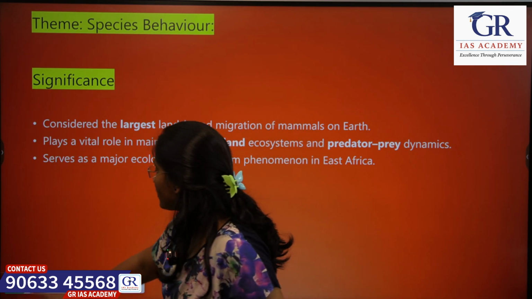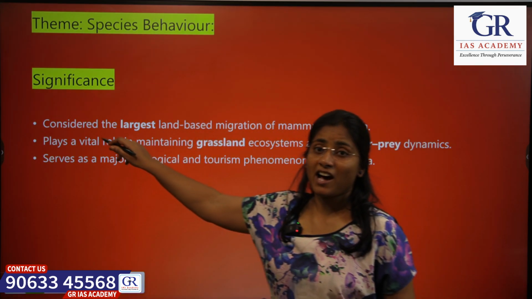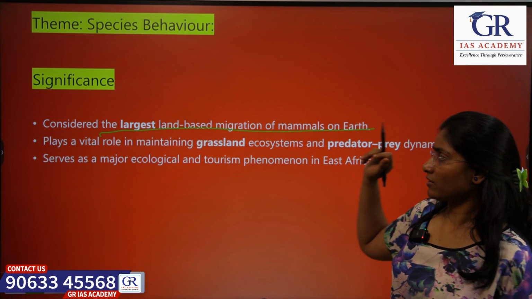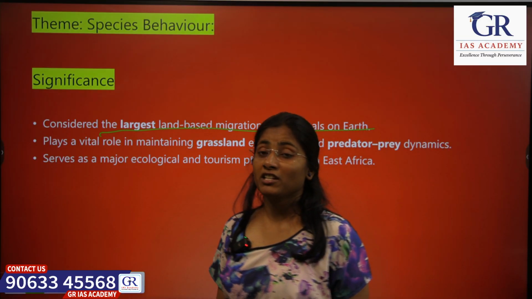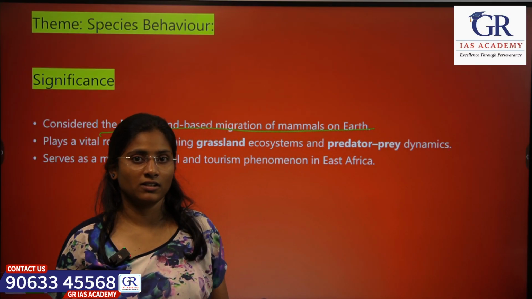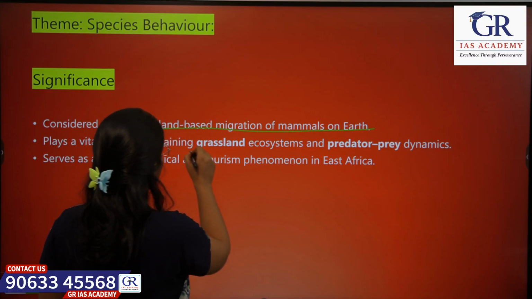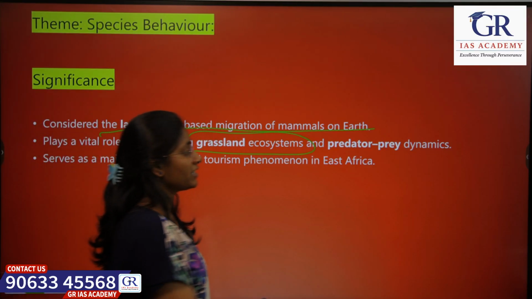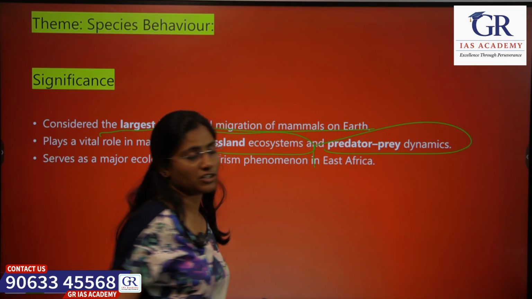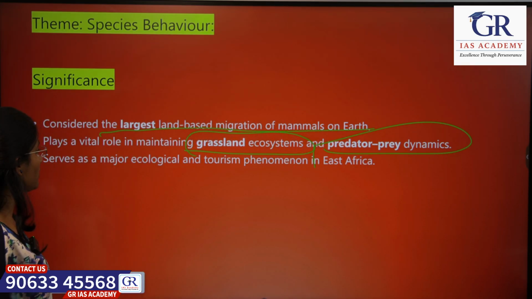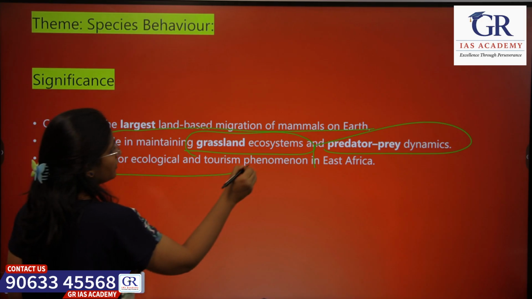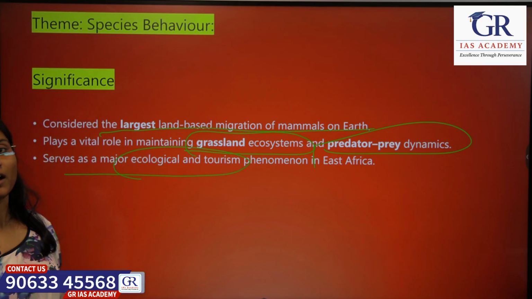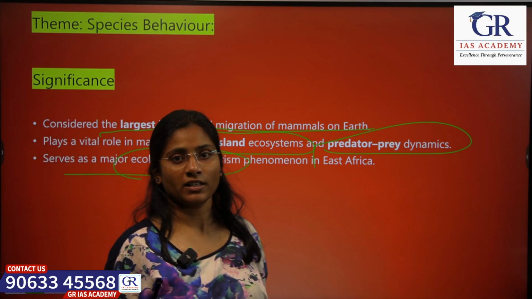And what is the importance of this? It is the largest land-based migration, and it is very important for us to identify that it maintains grassland ecosystems and predator-prey relationships. So this phenomenon serves tourism and the ecology of East Africa.